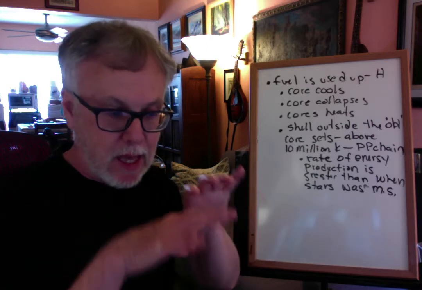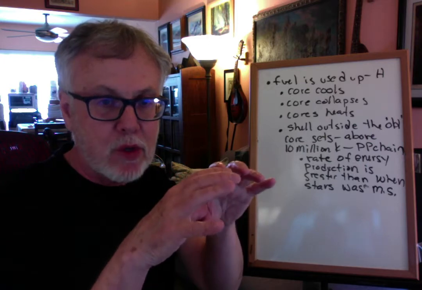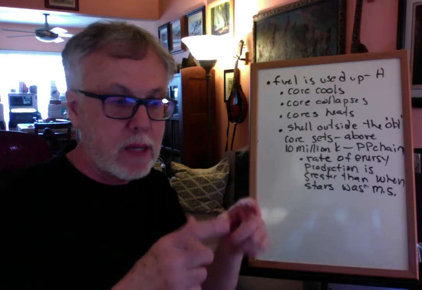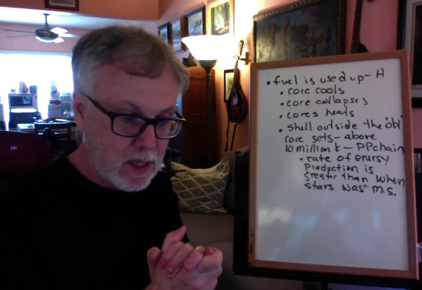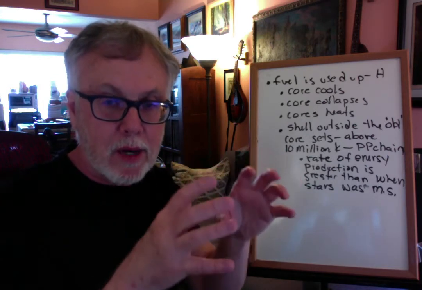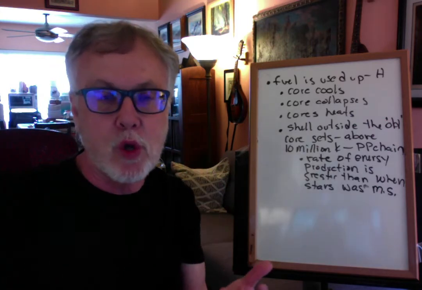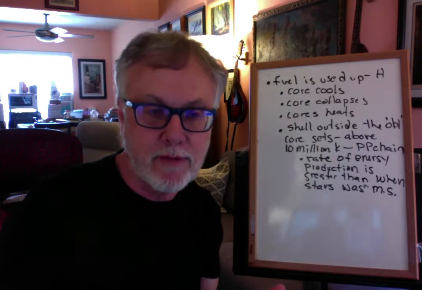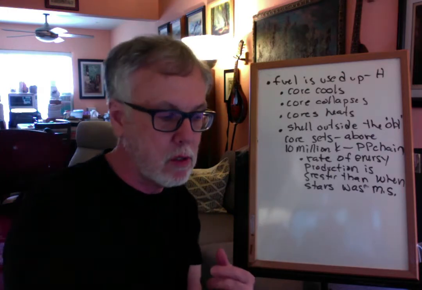until finally the outer shell of new gas outside the old core gets hot enough to produce energy from the proton-proton chain, four protons converted to one helium atom. But the temperature of that outer shell now gets hotter and hotter and can't get much hotter than the old core of the main sequence star. In other words, much greater than 15 million Kelvin. And so that means the energy formed is greater and greater.